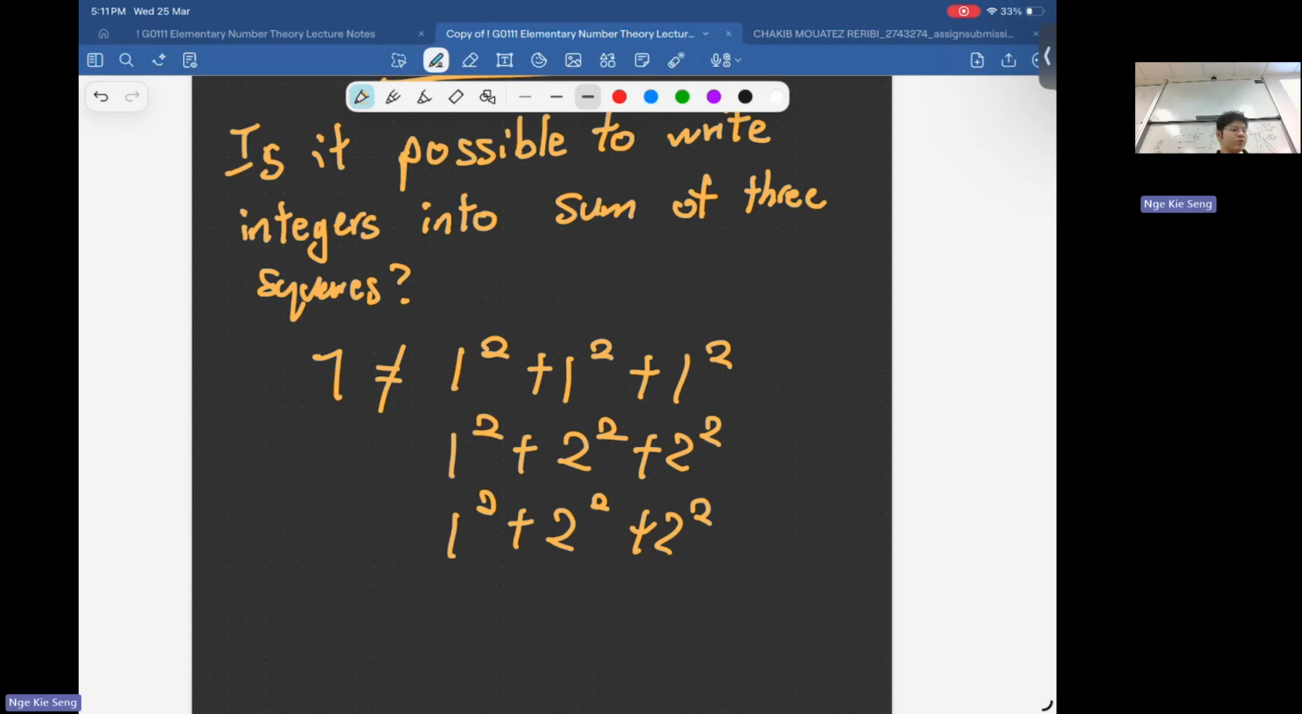But then we will prove something stronger: every positive integer can be written as a sum of squares of 4 integers. If we increase one more choice, give you 4 choices, then this can hold for all integers. Very strong. Every integer can be written as a sum of 4 squares.